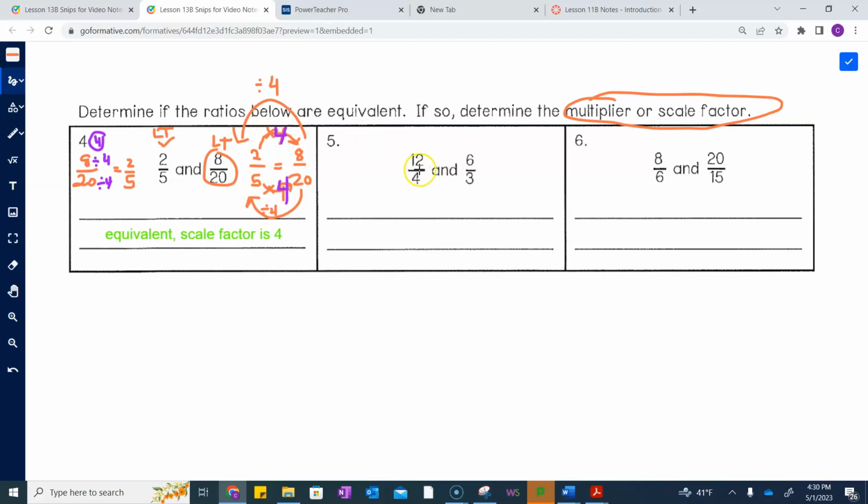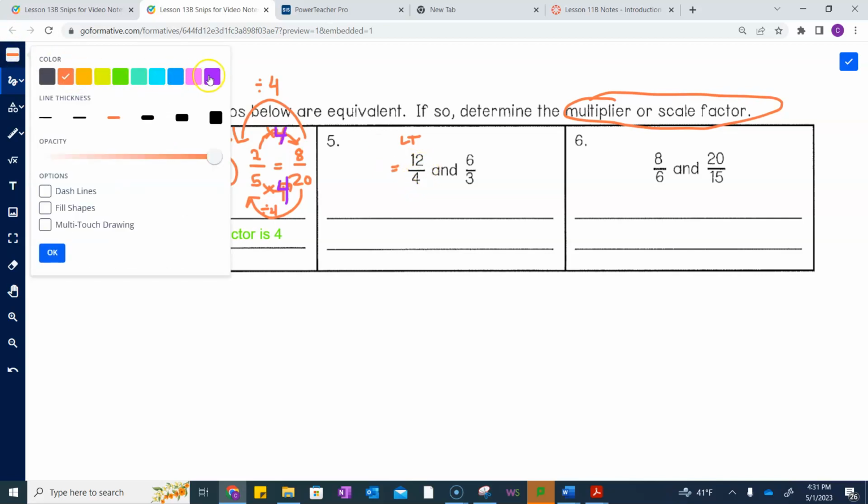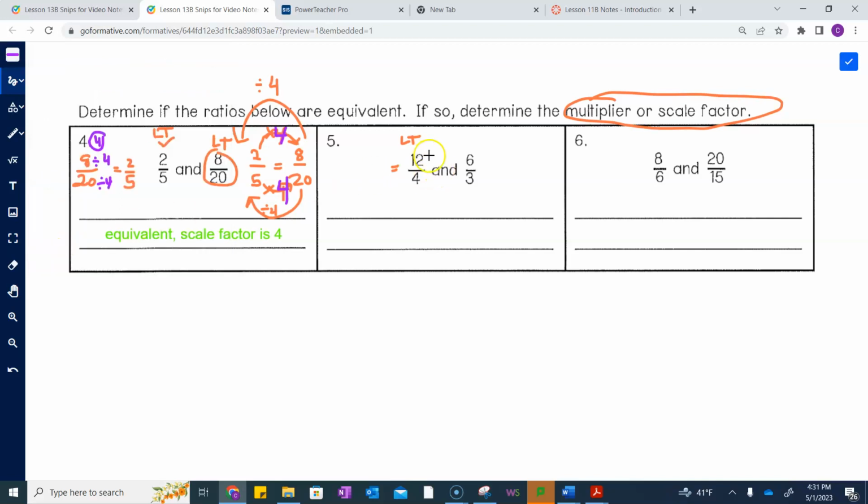Okay, this one right here, 12 over 4, 6 over 3. We need to know if they're equivalent. So what I'm going to do is put them into lowest terms. For putting 12/4 into lowest terms, we can divide 12 by 4 and 4 by 4. They have a GCF of 4. Greatest common factor is 4.